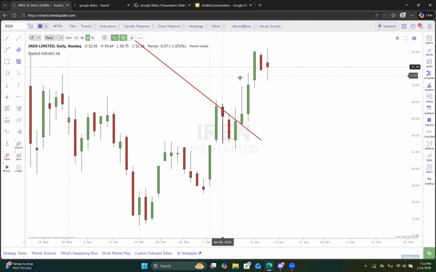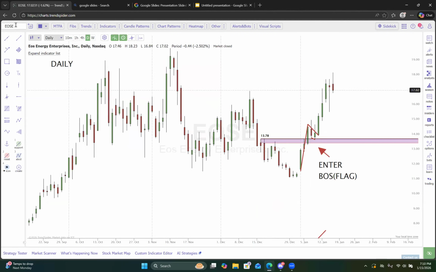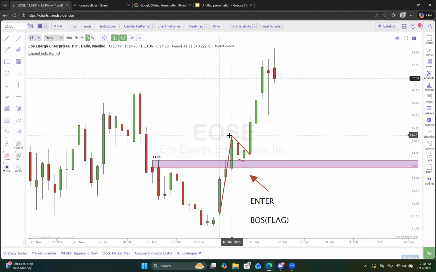Or like on iron, right? We have a flag. We can play the break of the trend, right? The bull flag is going to have a trend at the top. We can play the break and retest of that trend. Does that make sense? We have the flag out. We have a trend coming down. We play the break of this trend right here. Boom. And then we can go back to EOS here. We have this trend coming down on the flag. You play the break of it, right? Here's that break.